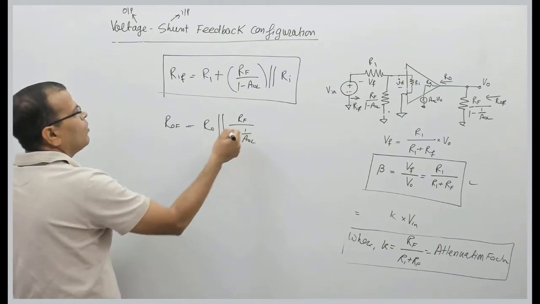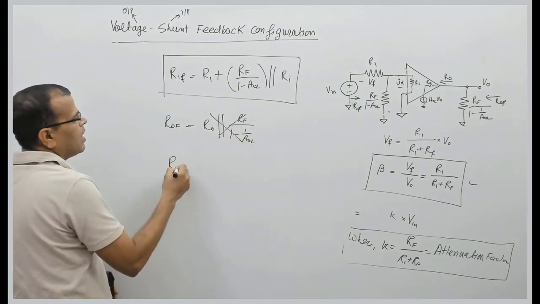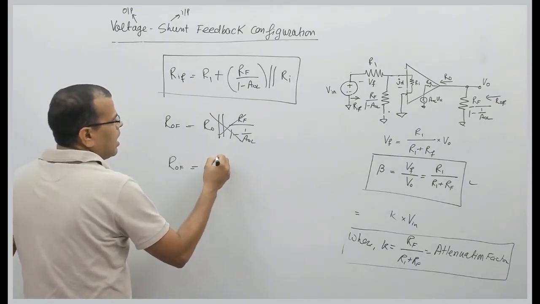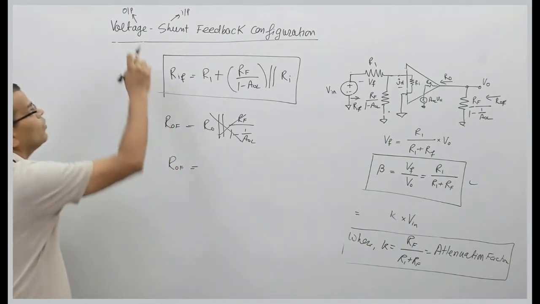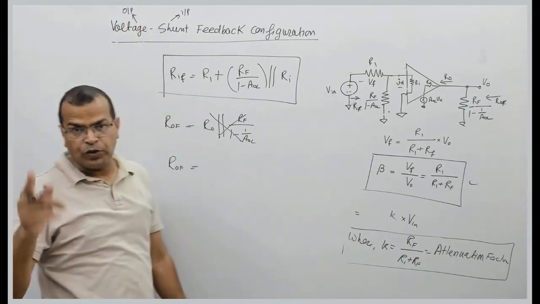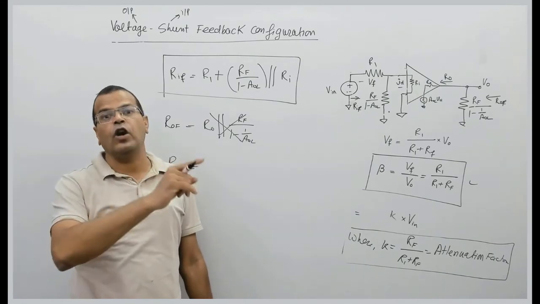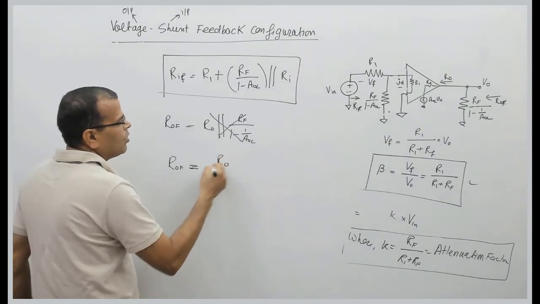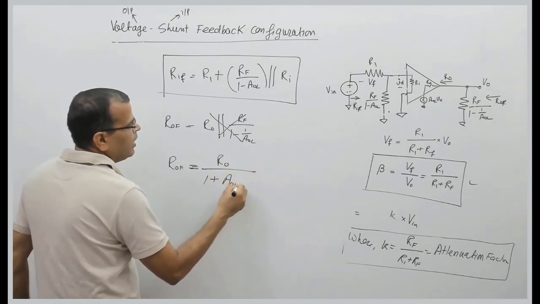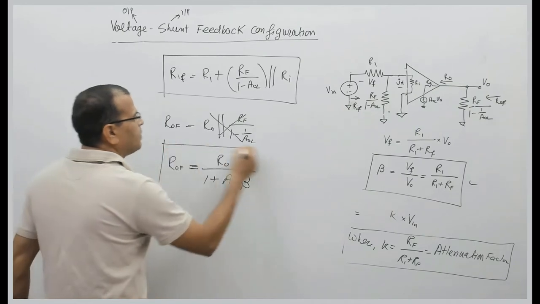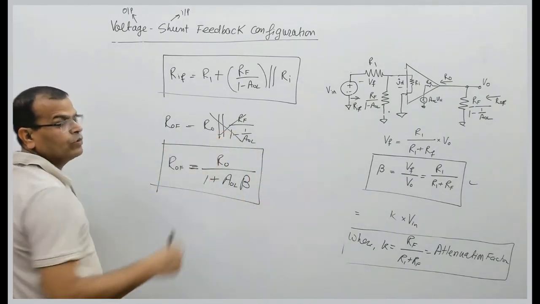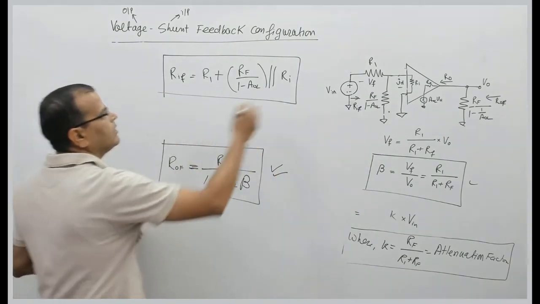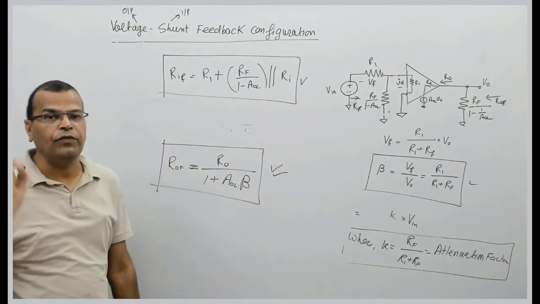But we don't talk about this as such. I will say R0F is equal to R0. Now see what is there on output side? Voltage. Voltage on output side is called shunt, and when it is shunt, the output resistance decreases. So output resistance will be R0 by 1 plus AOL into beta. That is the expression of output resistance we'll be using, although you can use this as well. So this is the expression of output resistance, and this is the expression of input resistance with feedback.